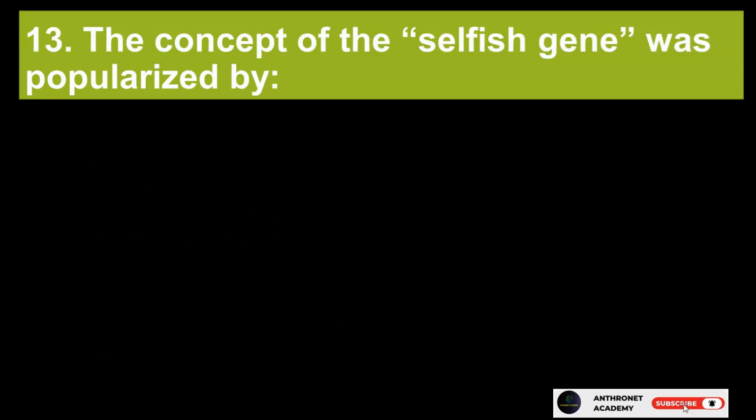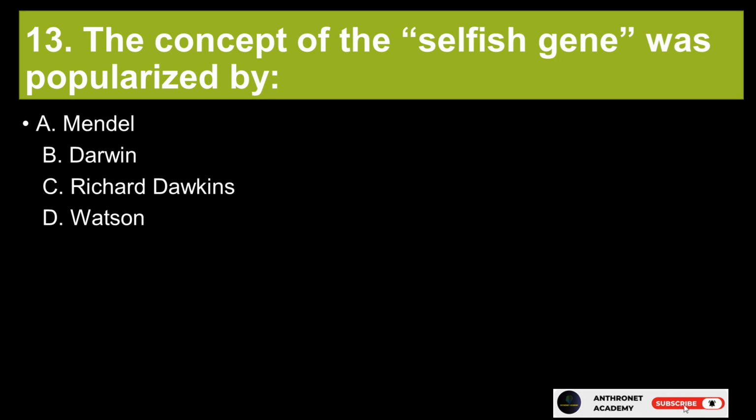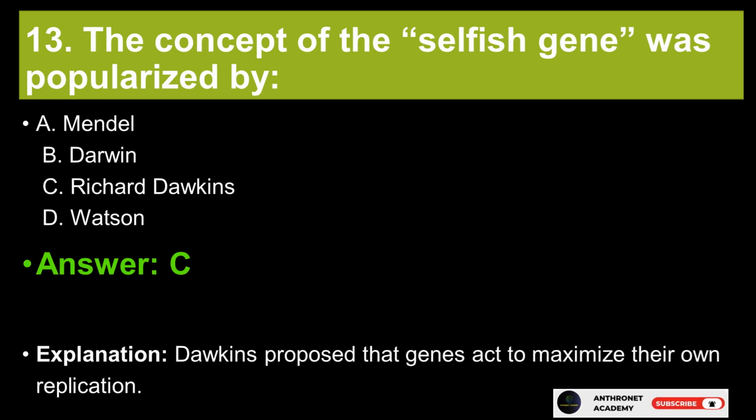Question 13. The concept of the selfish gene was popularized by: A. Mendel. B. Darwin. C. Richard Dawkins. D. Watson. Answer: C. Explanation. Dawkins proposed that genes act to maximize their own replication.